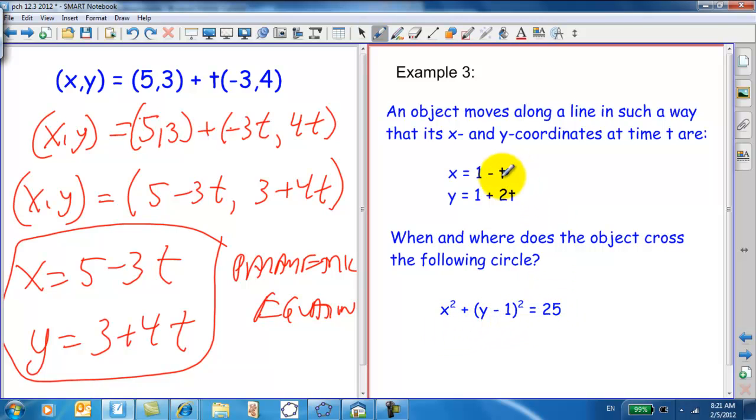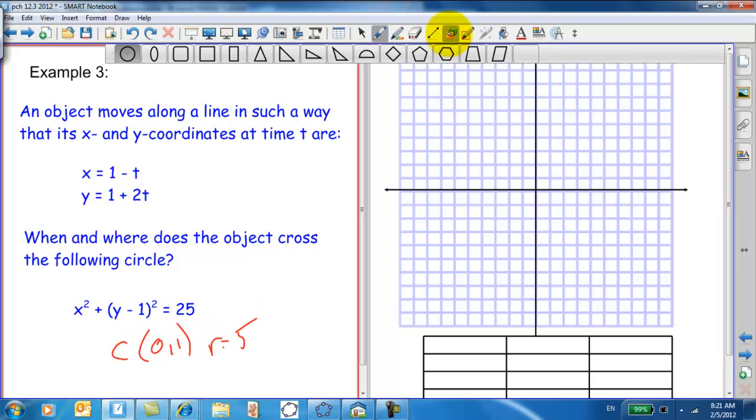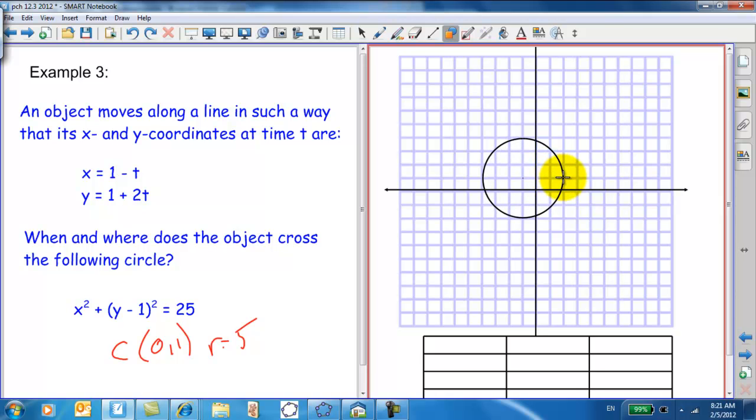Now at first you might think, oh, I've got to get the line out of this, and then I'll intersect the line with the circle. And we've done things like that before. But the parametric form actually makes it easier to solve this algebraically. First, let's get a visual idea of what's going on. We've got a circle with a center at (0, 1) and a radius equal to 5. So let's get that up on there somewhere. 1, 2, 3, 4, 5.